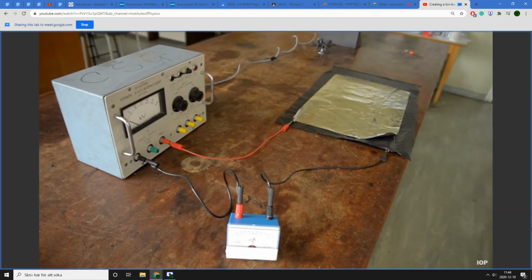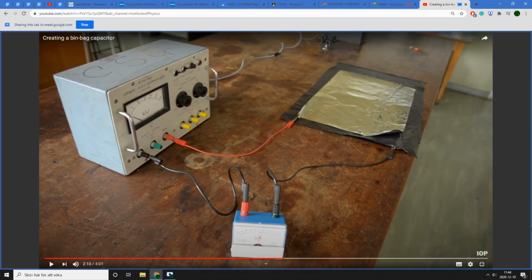Can you pause it, Charlie? Thank you. As he just said to you, I would have shown you this in class. We have all this apparatus. I have the bin bag capacitor, this device over here set up, and we have this thing called the microammeter.